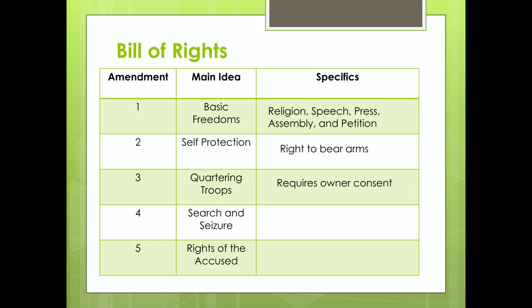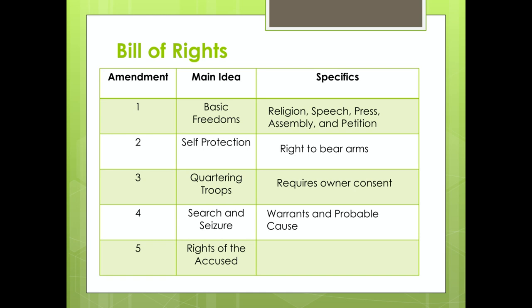Now, this is not really an issue today, but back during the Revolution it was, because the British troops would just basically walk into someone's house and take it over, and they had to feed them and take care of them and all this kind of stuff. So they thought that was pretty bad, so they included that in the Bill of Rights. Amendment 4 is search and seizure. You got to have a warrant, you got to have probable cause before you can enter someone's house, and so on.